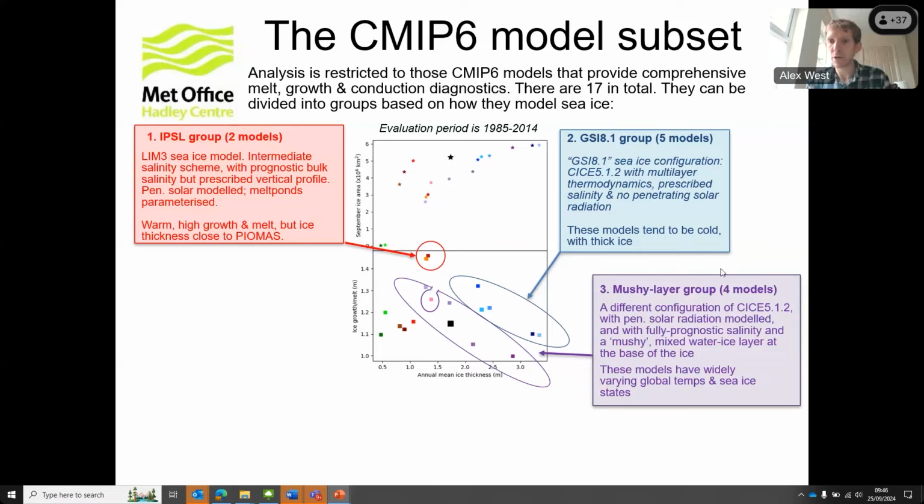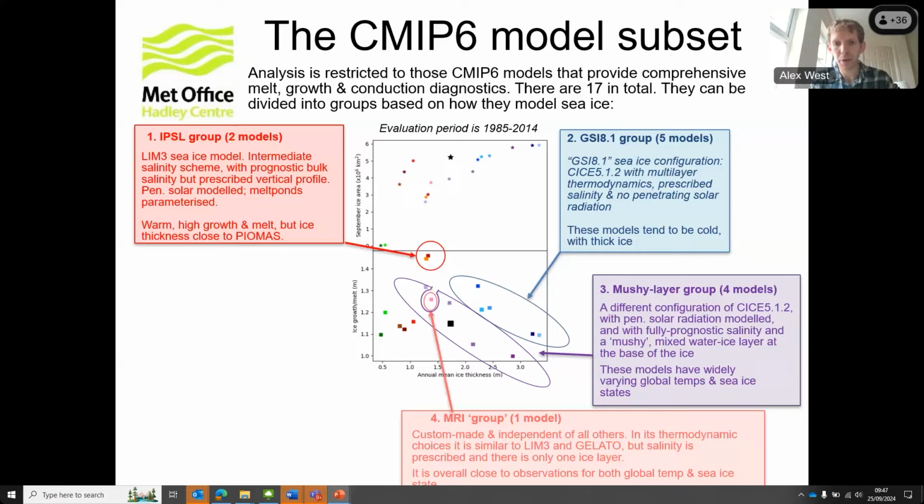There's the mushy layer group. These are the purple models here. They've got quite widely varying climate states, with the correlations roughly what you would expect. This is a different configuration of SI3 5.1.2. It does model solar radiation into the ice, but it's also got this so-called mushy layer at the base of the ice, a mixture of ice and water, basically.